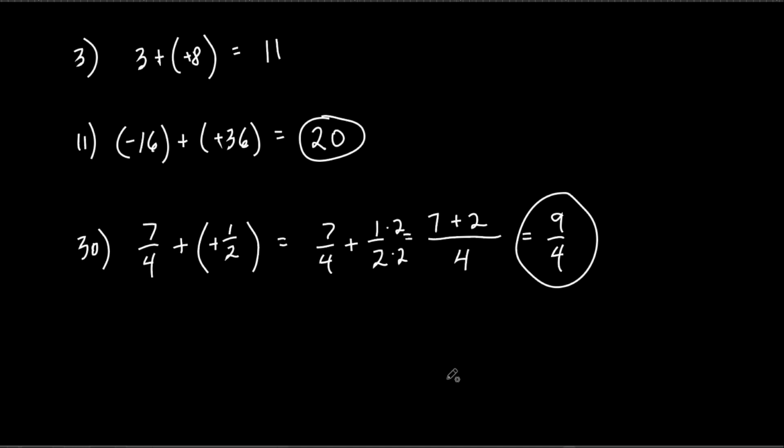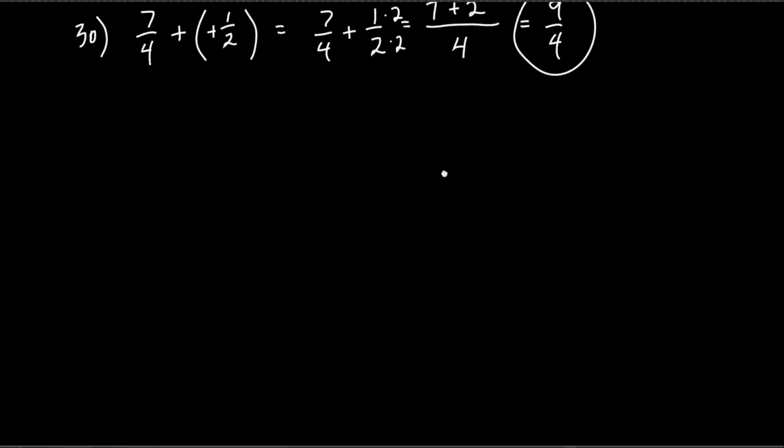What's next? Nope. Division and multiplication. Right, multiplication, division. So the nice thing about multiplication and division is the rules are exactly the same. Multiplication and division have the same exact rule.